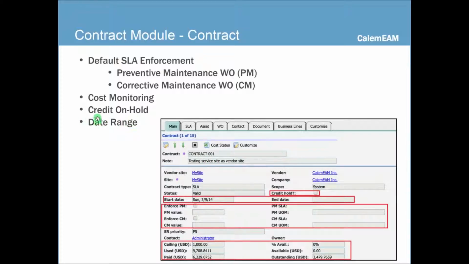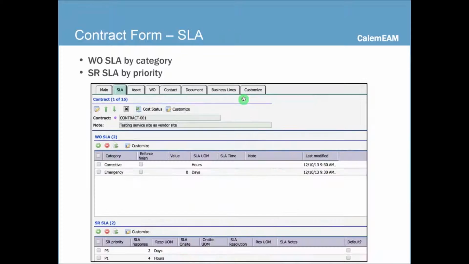There's also a date range defined for the contract. And you can further define service level agreement for work order by category. For instance, an emergency work order could have their own SLA parameters. For service requests, you can define SLA parameters based on priority. You can also set one of the SLA as default.